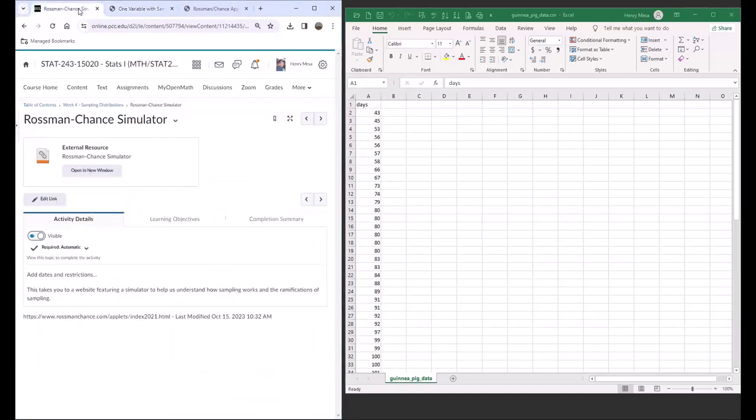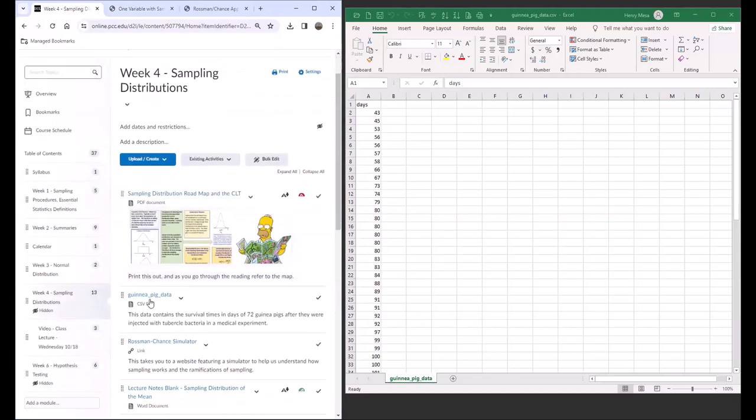And where did that come from? I come back to this week 4. And remember I said, go ahead and download this. And then once you download it somewhere on your computer, open it up. And when it opens up, it looks like this.